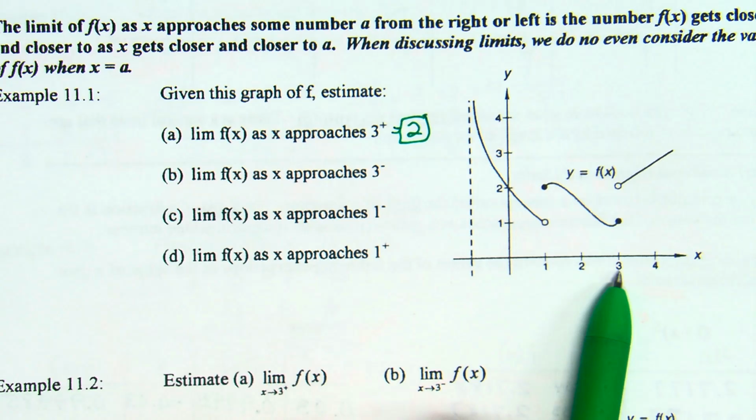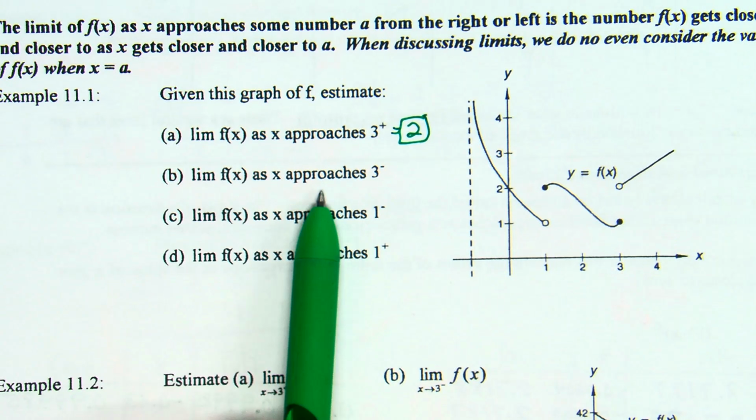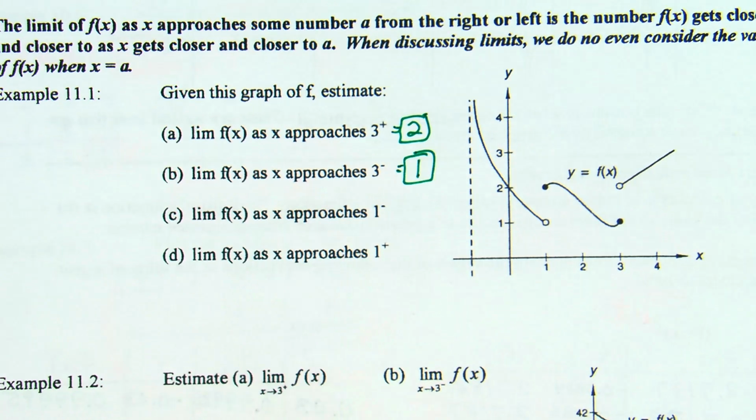Okay. What about the limit of f of x as x approaches 3 negatively? So here's 3, right? From the left, it's this portion of the graph that's approaching a y value of 1. What about the limit as x approaches 1 negatively? So 1 from the negative side. 1 also? Are you guys getting these? This time we have to come over here, and it goes down to 1.